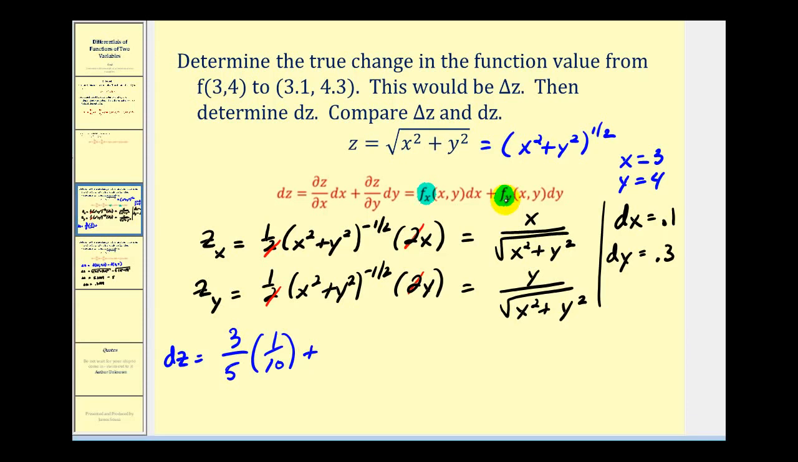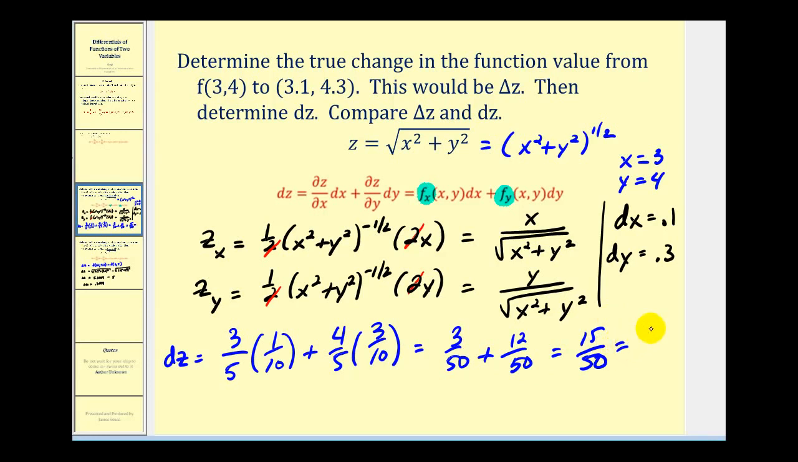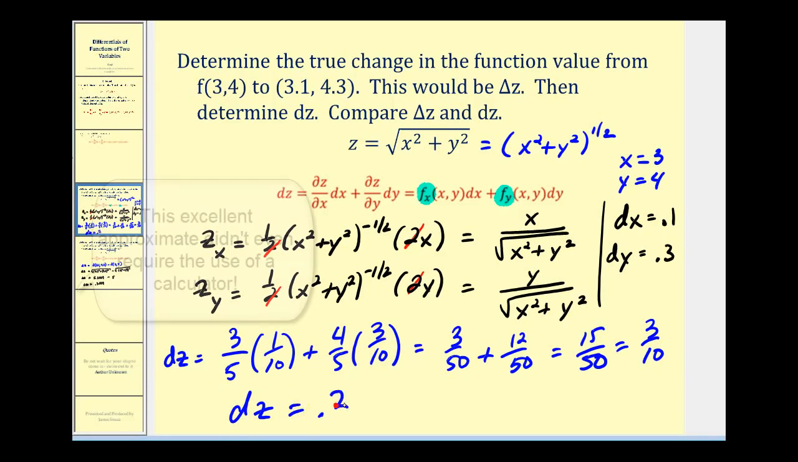Plus, now we'll evaluate the partial derivative with respect to y at the point (3, 4). So now our numerator is going to be 4. Our denominator is going to be the square root of 25, or 5. So now we have 4/5 times differential y, which is 0.3 or 3/10. Let's go ahead and evaluate this. So we're going to have 3/50 plus 12/50. Well, that's 15/50. If we simplify this, we're going to have 3/10. So differential z is equal to 0.3.